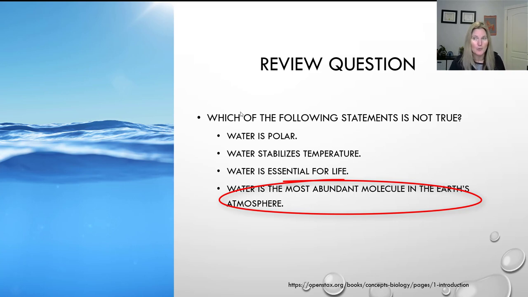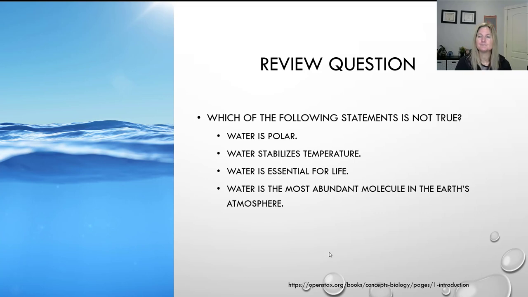We do know that water is polar, okay? Holding the oxygen and the hydrogen atoms together is a polar covalent bond. We know that water stabilizes temperature. So basically the hydrogen bonds between the molecules are forming and reforming, so the temperature is not going to fluctuate as quickly because of those hydrogen bonds. And we know that water is essential for life. Every living thing requires water. So it's this last one that's not true.